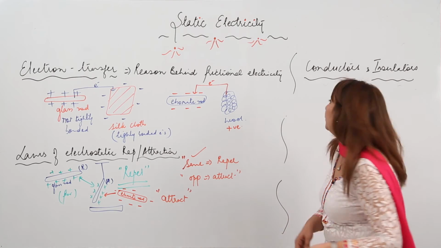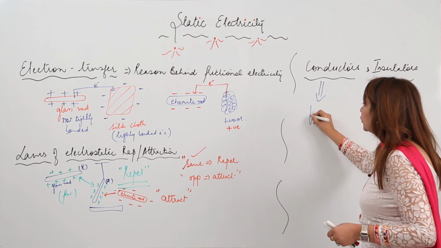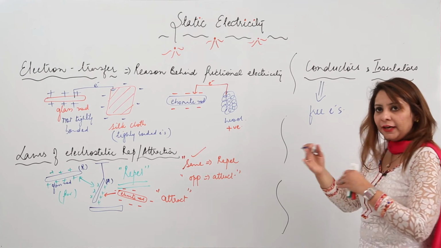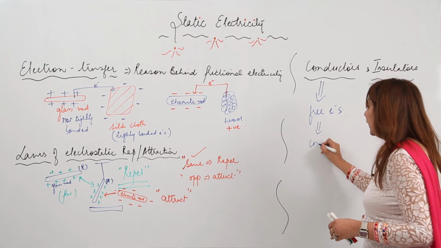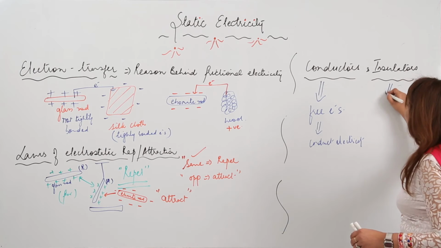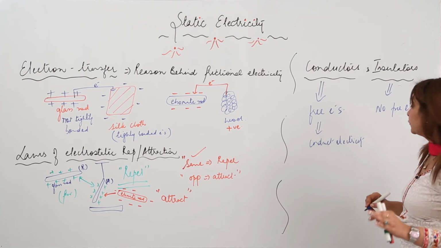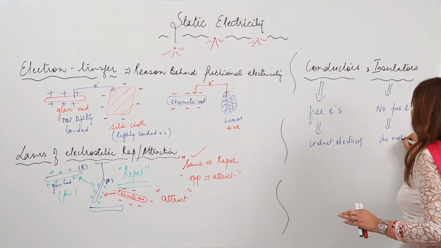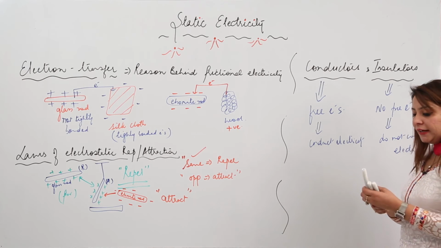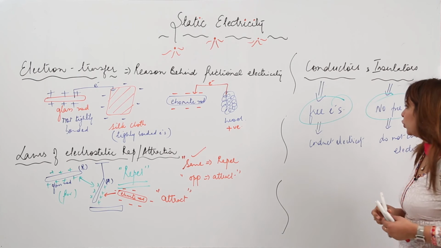Now coming on to the next topic, we have conductors and insulators. Conductors are those which have free electrons, and due to these free electrons there can be a transfer of electrons, and they conduct electricity. Insulators are those which possess no such free electrons. That means there cannot be any transfer of electrons, and that is the reason they do not conduct electricity. So the reason behind conduction of electricity is merely the presence or absence of free electrons.